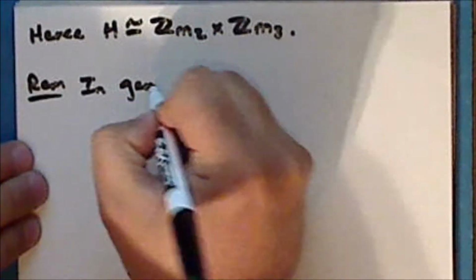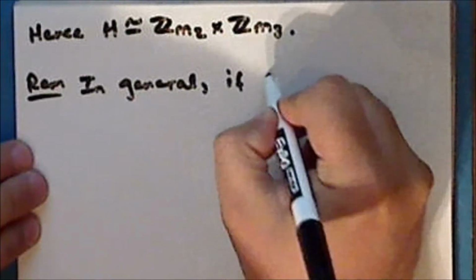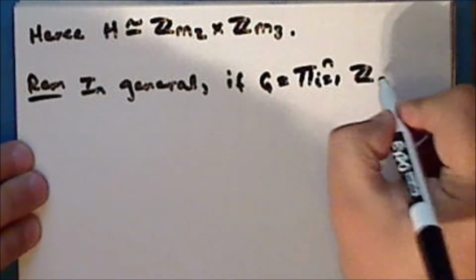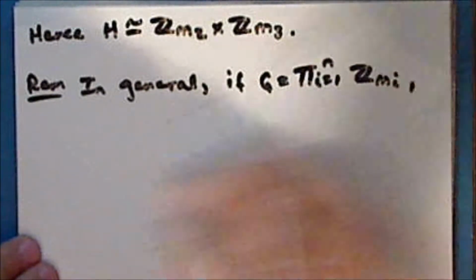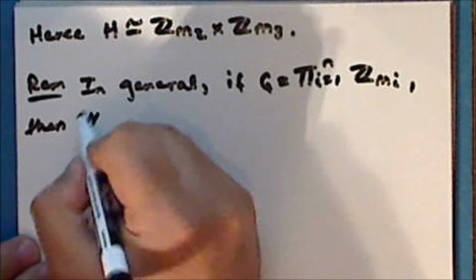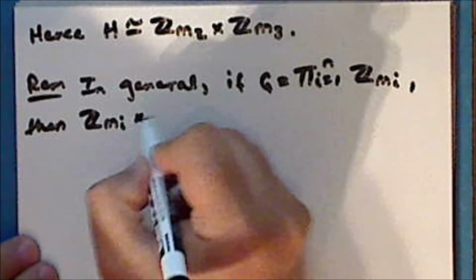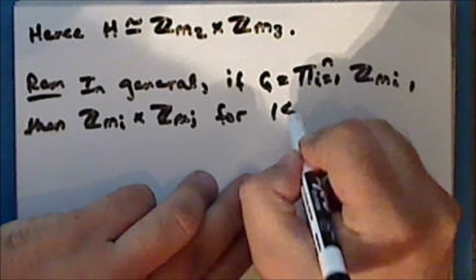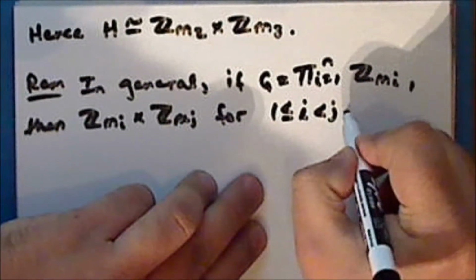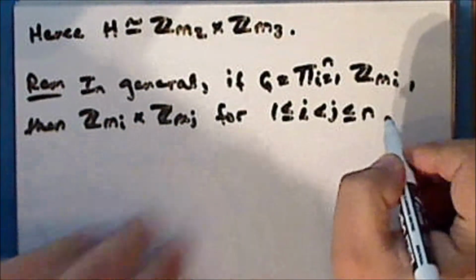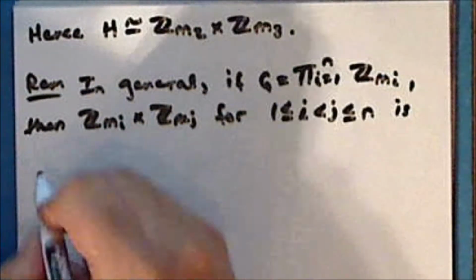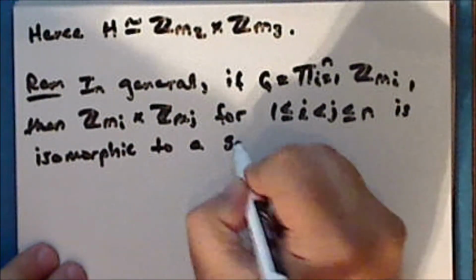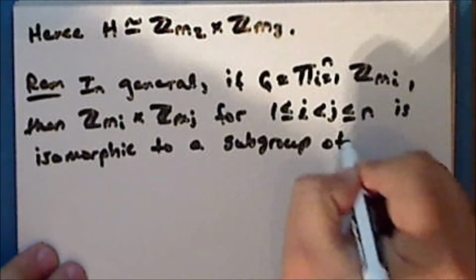Now, in general, if G is the direct product from i equals 1 to n of the groups of integers modulo m sub i, then the direct product of the integers modulo m sub i with the integers modulo m sub j, for i greater than or equal to 1, strictly less than j, and j less than or equal to n, this direct product is isomorphic to a subgroup of the group G.